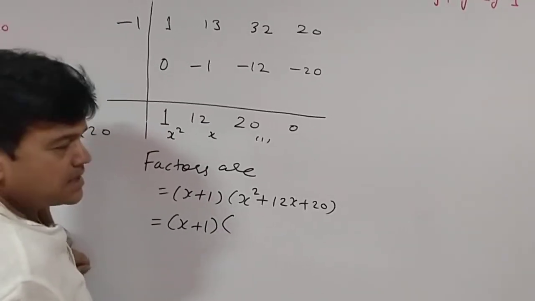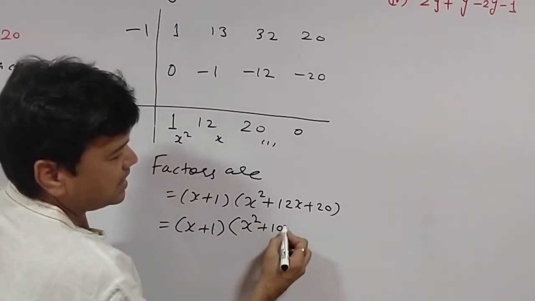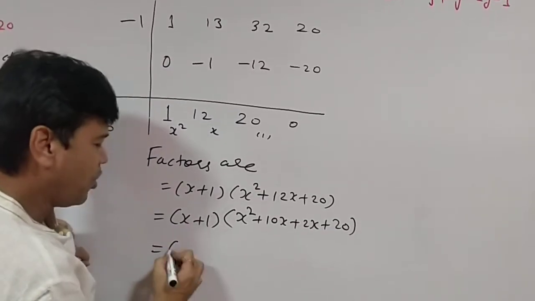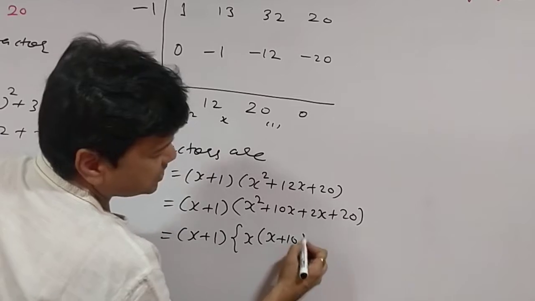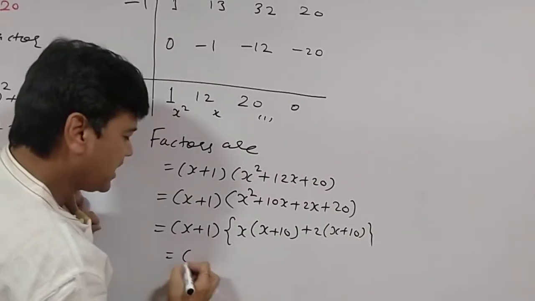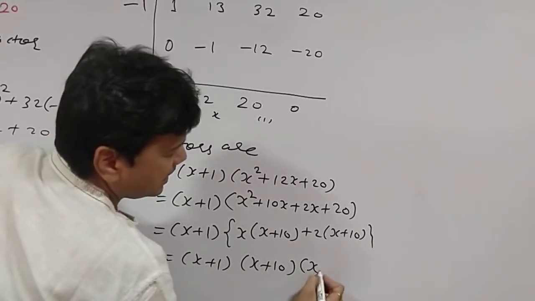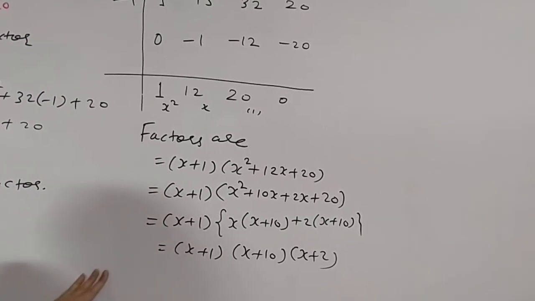So factor: 10 times 2 is 20, and 10 plus 2 is 12. So 10x plus 2x plus 20. Take common: from the first two terms take x common, x plus 10; from the other two take 2 common, x plus 10. So the factors are x plus 1, x plus 10, x plus 2. So this is the answer.